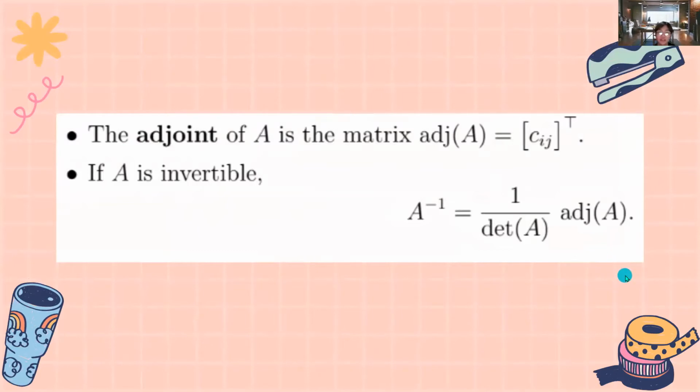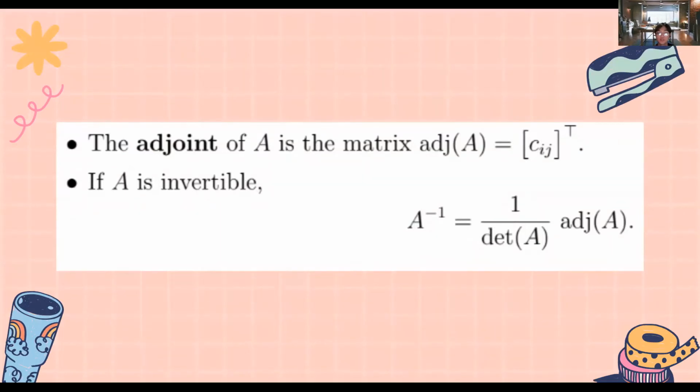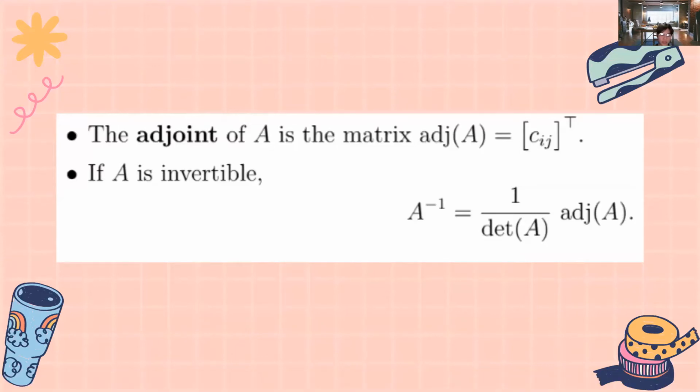My name is Thanakit Lutakut. The adjoint of A is the matrix adjoint A equal to Cij transpose. If A is invertible, A inverse equals 1 over determinant A times adjoint A.